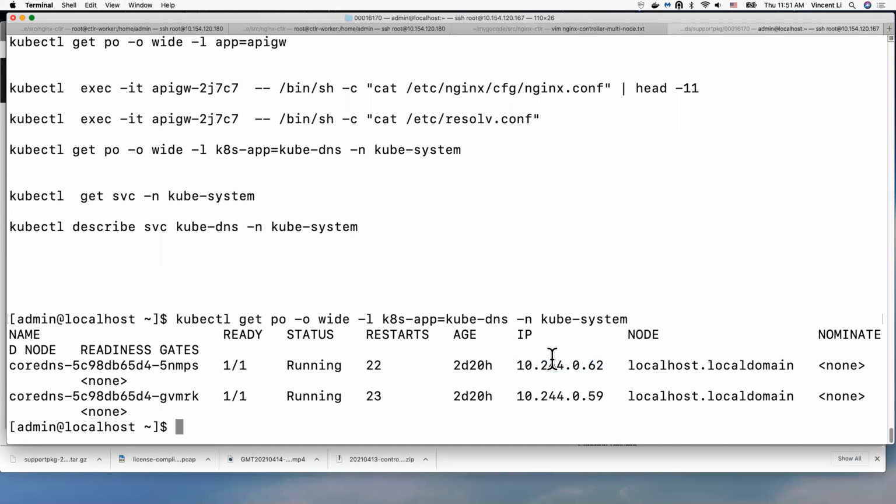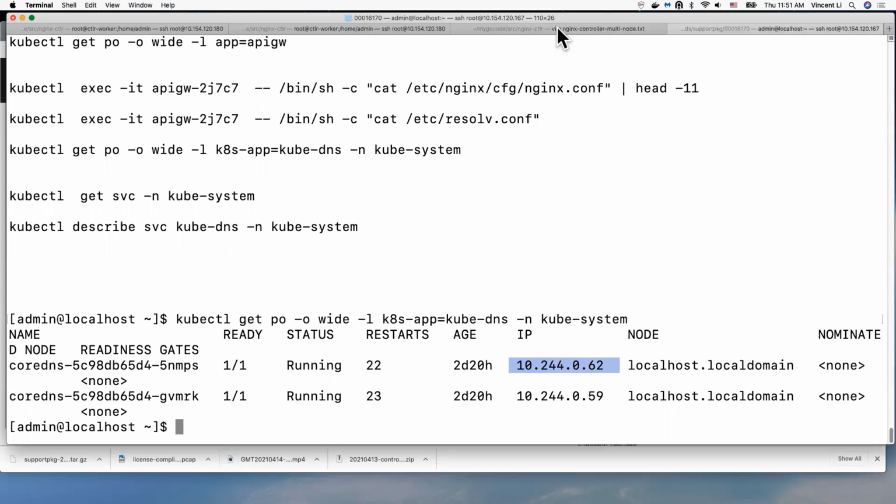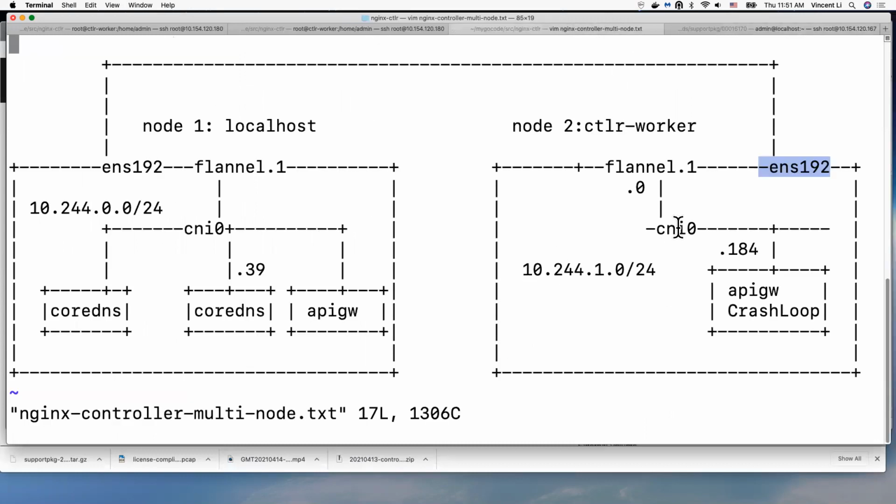Because I redeployed the lab again, the CoreDNS IP changed this time. My capture is for the previous deployment. That's fine. We can still use the old capture here, and also my diagram here still has the old API gateway IP and the CoreDNS pod IP. That's fine. We can just demonstrate the problem here.